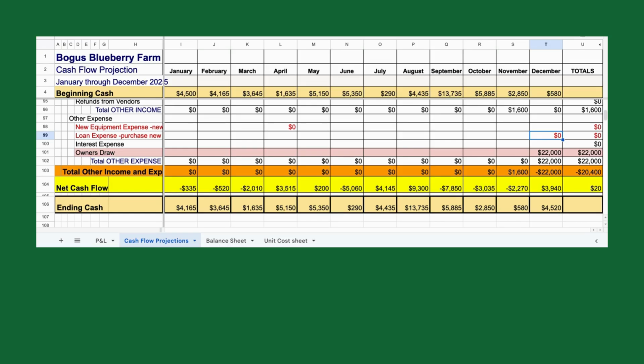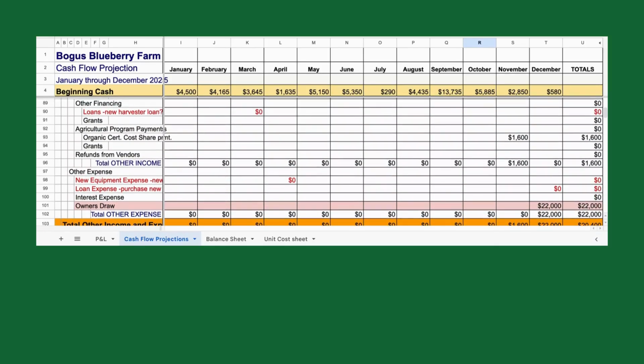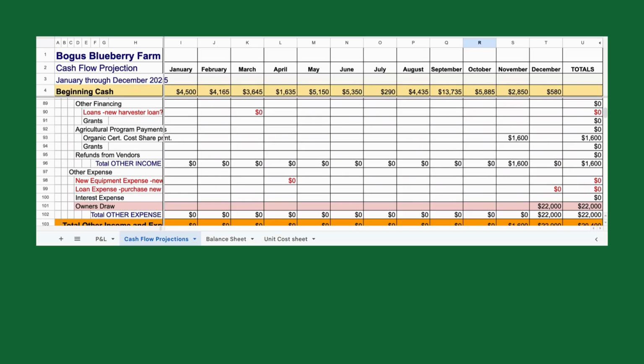This is just what they're planning based on what's worked for them. What I want to do now is use this tool for changing this picture to see if and how they might like it better. To do this, it's best to make a copy of the original cash flow projection and then play around in the copy, like I'm about to do, keeping the original unchanged. And I'm going to make live changes in this spreadsheet, which will instantly show new numbers at the bottom. And what we're going to do for Bogus Blueberry Farm is first plan for a new loan for purchasing a new harvester. I've put lines in red in the other financing and other expense sections to capture this.